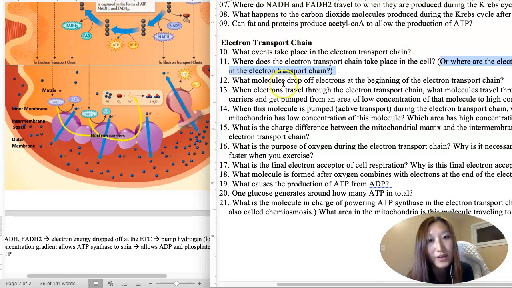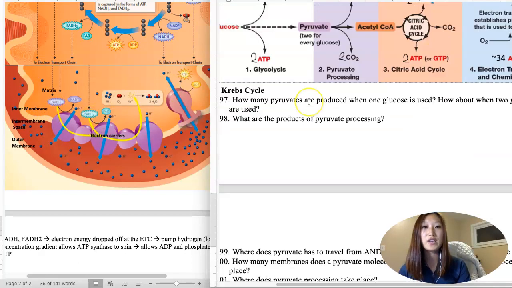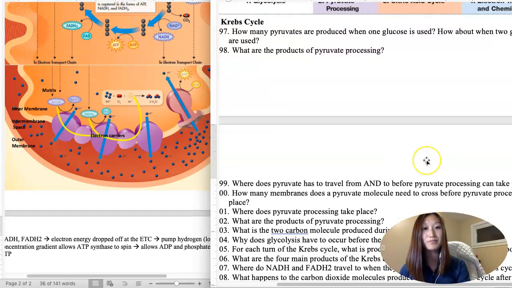Where are the electron carriers located? What molecules drop off electrons at the beginning? Those are our electron carriers, and there are two types of them. One is NADH, one is called FADH2, and they come from previous steps: glycolysis, pyruvate processing, and the Krebs cycle.